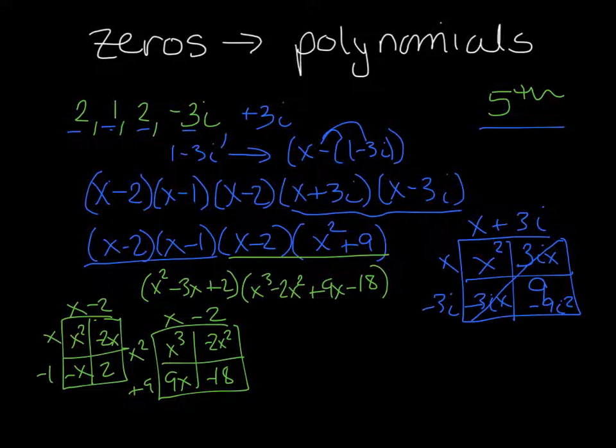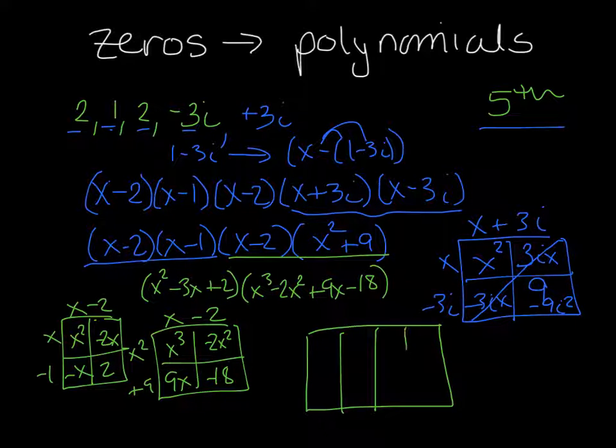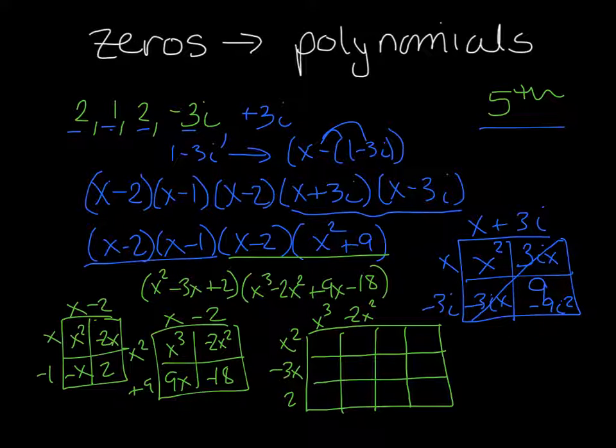You see this is getting kind of big now. My next box is going to have to be a 3 by 4, which is a pretty massive one. But we can do it. It's really not any more difficult. It's just a little bit more work. So we've got x squared minus 3x plus 2. Up here we've got x cubed minus 2x squared plus 9x minus 18.